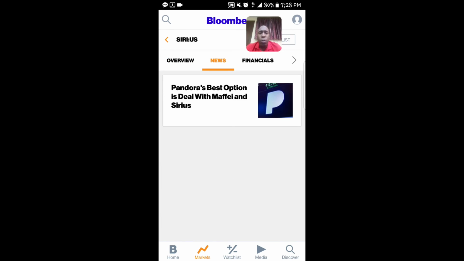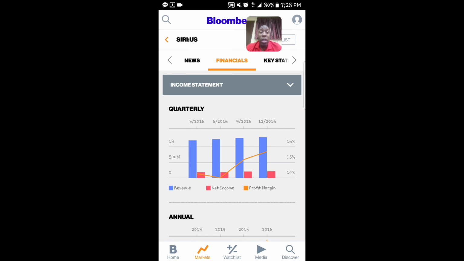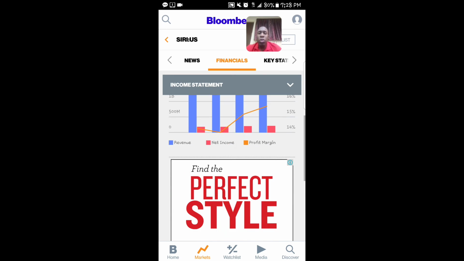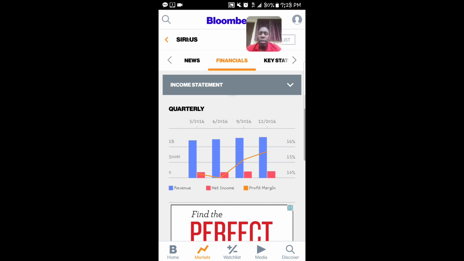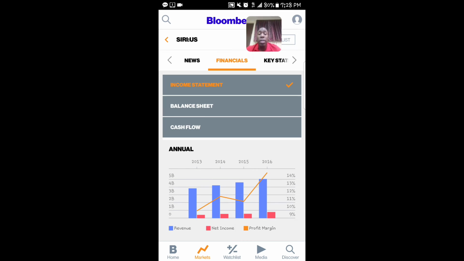It's going to give you all the news pertaining to Siri, and here it is. It's only one news story. Pandora's best option is deal with Sirius. Siri, and I keep saying Siri because I'm reading the symbol, okay? But it's Sirius XM Radio, not Siri, the Apple thing, okay? Then financials. It's giving you that analytical research, which I always preach, in those graphs, quarterly earnings, so on and so forth. Of course, your annuals, so on and so forth. Then you can click this down toggle here, balance sheet and cash flow. And you can get into that. So let's get into the key statistics.